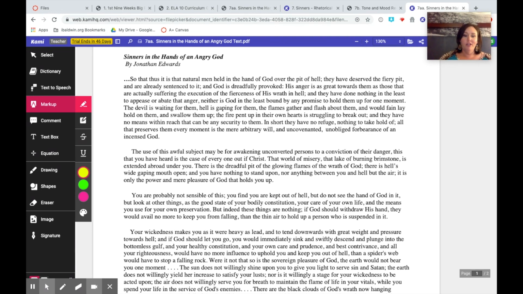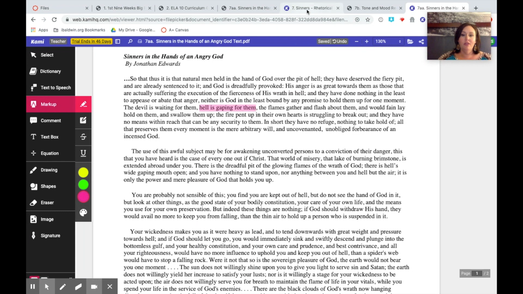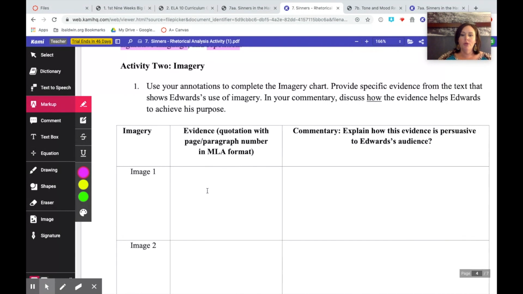So just looking in the first paragraph, it says, maybe right here, the devil is waiting for them, hell is gaping for them. That's a pretty strong image. So maybe we could point that out to students and then come back to the lesson and guide them through plugging that in. Show them how to put that quote in and how to cite it in MLA format, and then guide them through writing the commentary, because it's so important for students to be able to explain how the evidence is persuasive instead of just summarizing what it says.